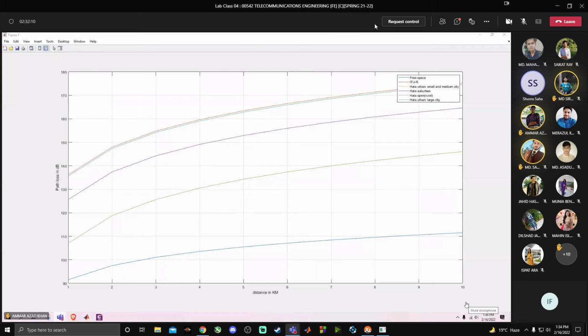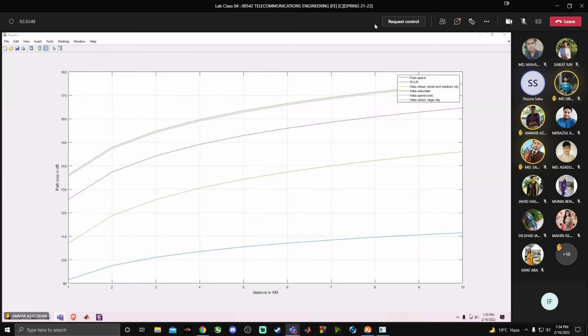Yes, sir. Which one is just below ITU-R? It should be Hata urban. Hata urban, sir. Hata urban large city, right? Yes, sir. So obviously in Hata urban large cities like Dhaka, Chittagong, densely populated, more number of buildings are there. So the cellular environment is very complex. So for urban, you should consider high loss. And this Hata urban propagation model does that. It considers high loss for this area.